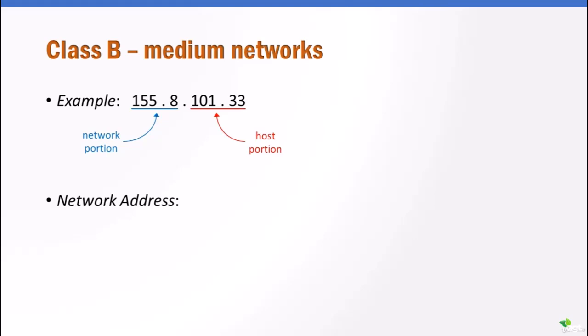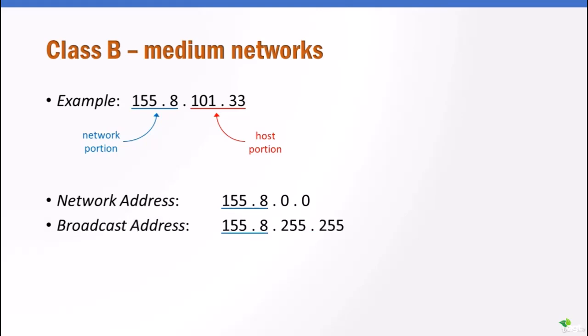Of course, all zeros in binary format are the same in decimal format. So the network address is going to be 155.8.0.0. Now the broadcast address is going to be 155.8. That's the network portion. And in the host portion, we're going to use all ones. And just as in the previous example, 8 ones in binary format equals 255 in decimal format.